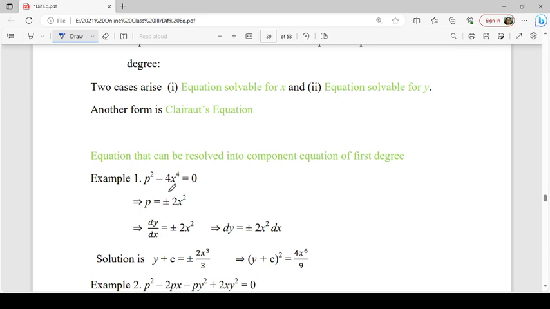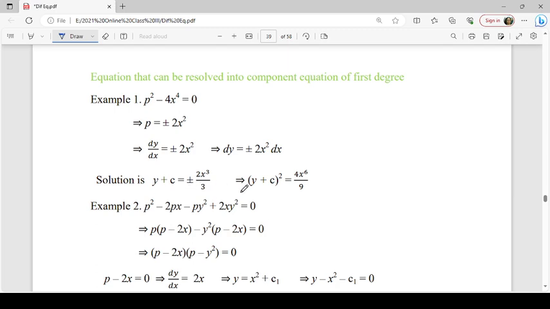So p square minus 4x to the power 4, so p is equal to plus minus 2x square. We are taking the square root, so we get two equations, and we can solve them. So dy dx, the variables are separated. dy dx is equal to 2x square, means dy is equal to 2x square into dx. Our solution is the integration of dy is y plus c, and the integration of x square is x cubed by 3. So this is the solution.